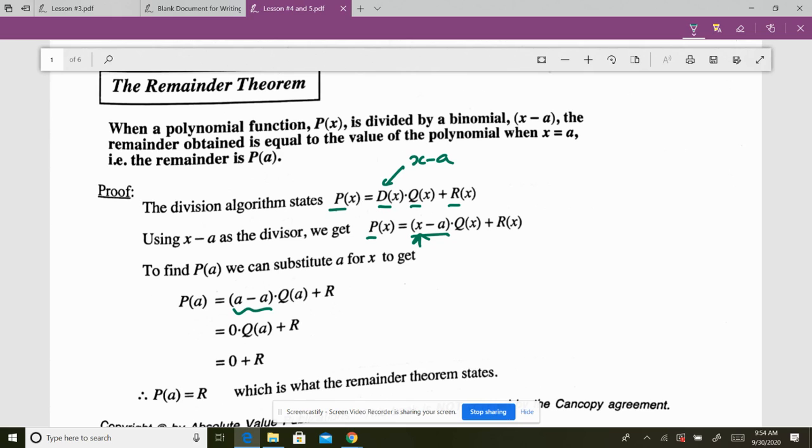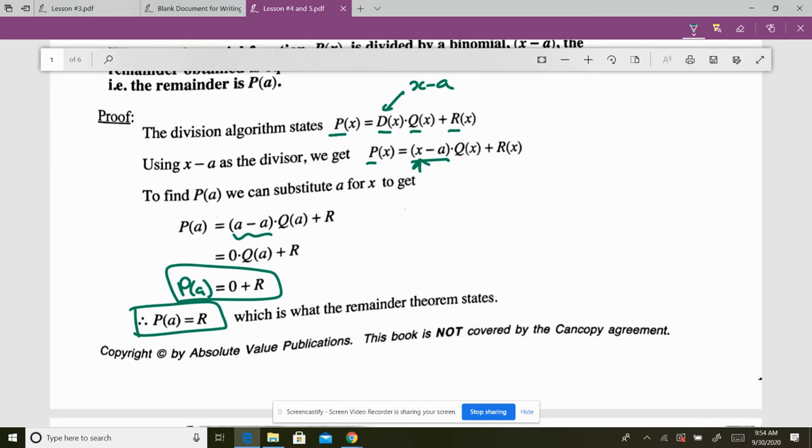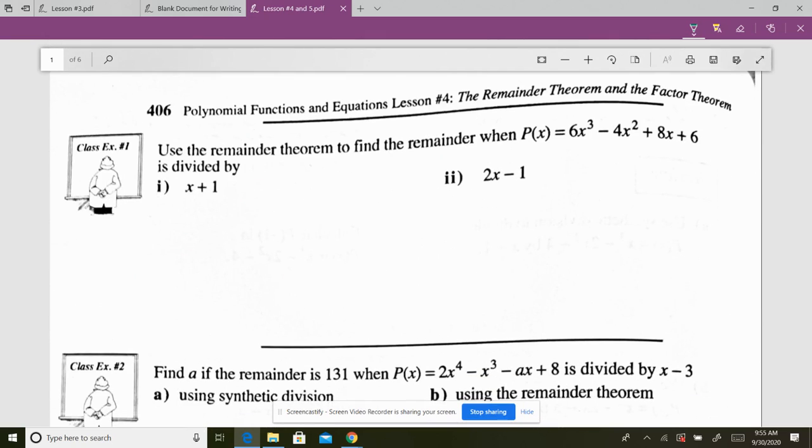So you end up with a minus a, which is 0. 0 times the quotient is 0. So you end up with 0 plus r. So that means p of a equals the remainder. In other words, if you put the a value into the polynomial you're dividing, you get the remainder out. And you're like, well, why do you need to know the remainder? We're going to learn that. Okay, but we're going to practice this first. So if we flip the page, this is called the remainder theorem, by the way. If you want to know what the remainder is, just plug the a value in.